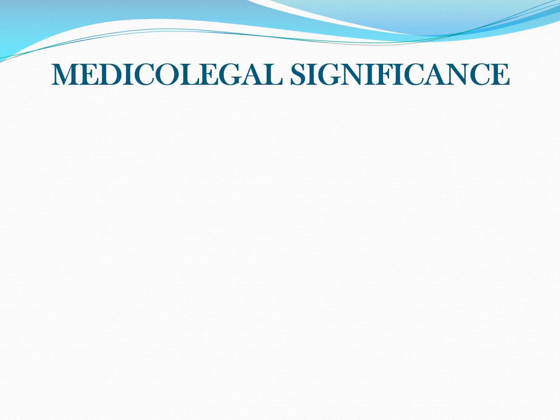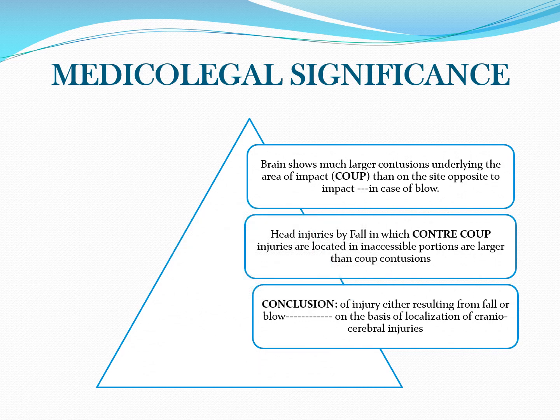The question arises, what is the medico-legal significance of coup and contrecoup injury? In case of a blow, the brain shows a much larger contusion underlying the area of impact, that is on the side of the coup injury, than on the opposite side. While in case of head injury resulting from a fall, the contrecoup injuries are located in inaccessible portions and are larger than the coup contusion. So we can conclude whether the injury results from a fall or a blow on the basis of localization of the craniocerebral injury.